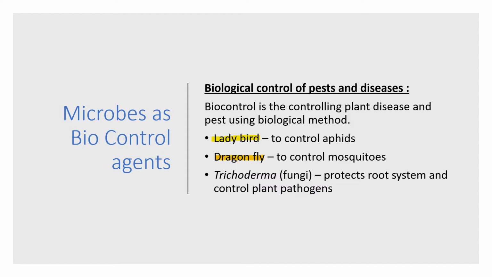Next example, trichoderma. Trichoderma is a free-living fungus and it is used to control several plant pathogens. So in this way, we can reduce our dependence on the use of chemicals, insecticides and pesticides.